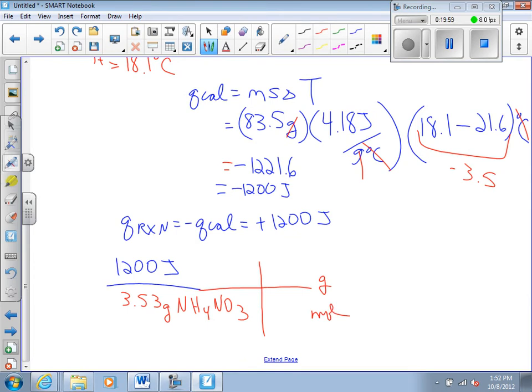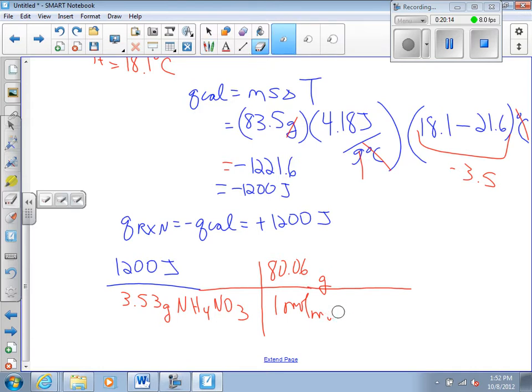Let's see, 14, 28, 28, and 48. I'm going to pause this and calculate. Okay, it comes out to 80.06. Now I did not need to keep that many sig figs for my molar mass. And why I wrote grams per mole, I'm not quite sure. Just grams per mole.